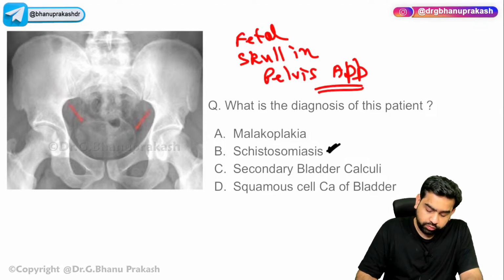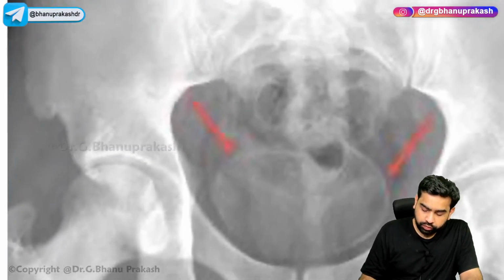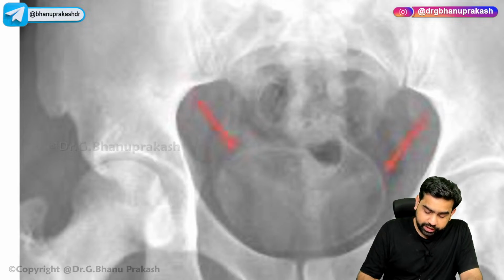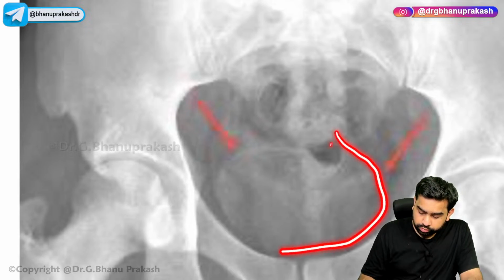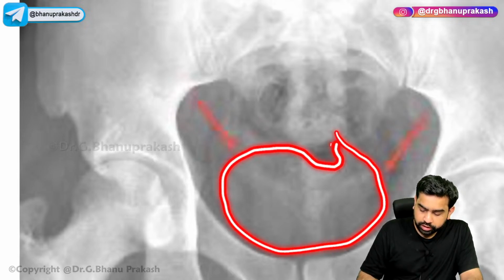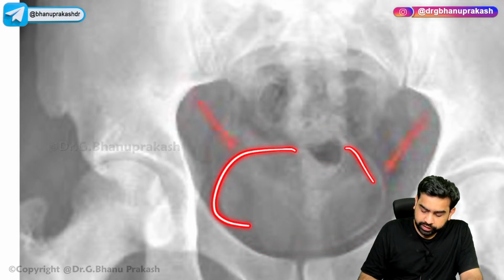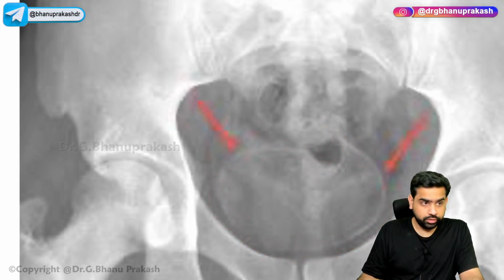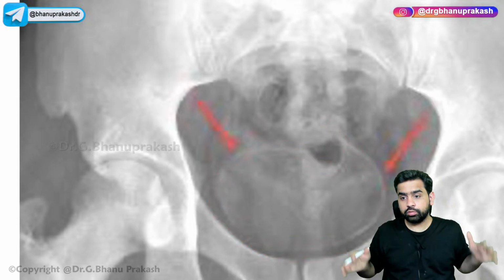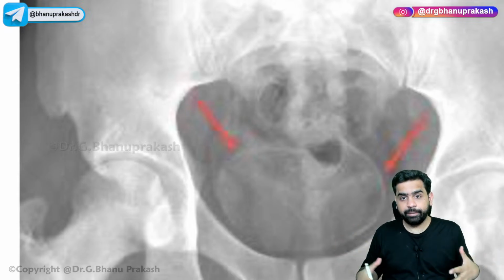So what is this, guys? Doesn't it look like there is some fetus? Don't you think that this is the skull of the fetus? So this is the fetus which is present in this particular female. Okay, you understand my point? So this is the characteristic fetal skull in the pelvis appearance.